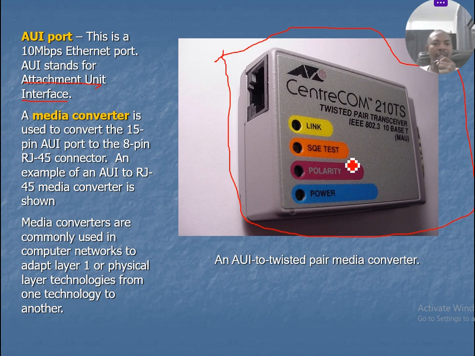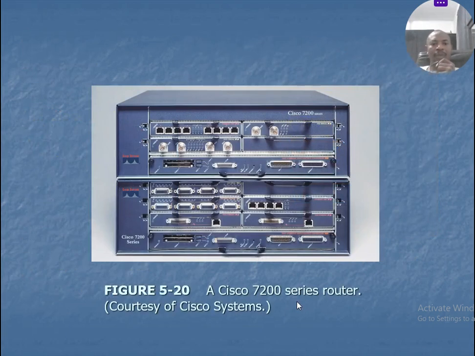Then we also say that this is a media converter. It's a media converter, commonly used with computer networks at layer 1. They use it to adapt the layer 1, or physical layer, technology from one technology to another. Because the technologies used by these interfaces are different, the AUI enables the conversion from one technology to another, and they're usually operating at layer 1. Is that okay? Now let's move on quickly.